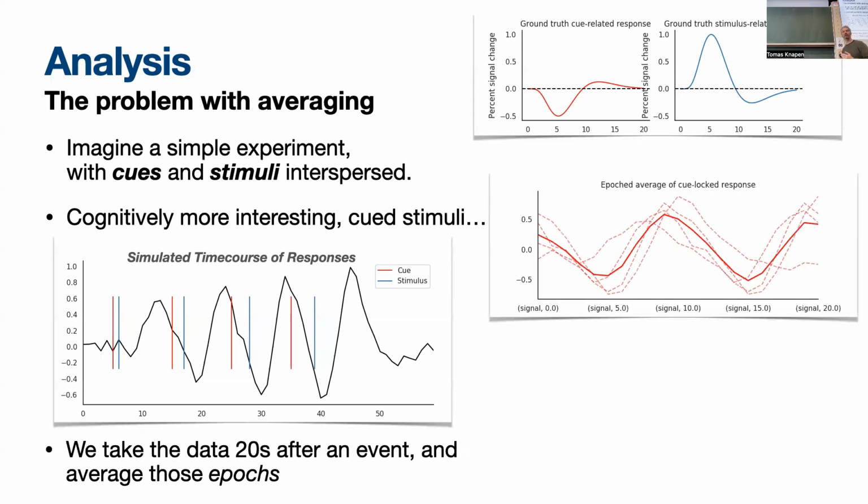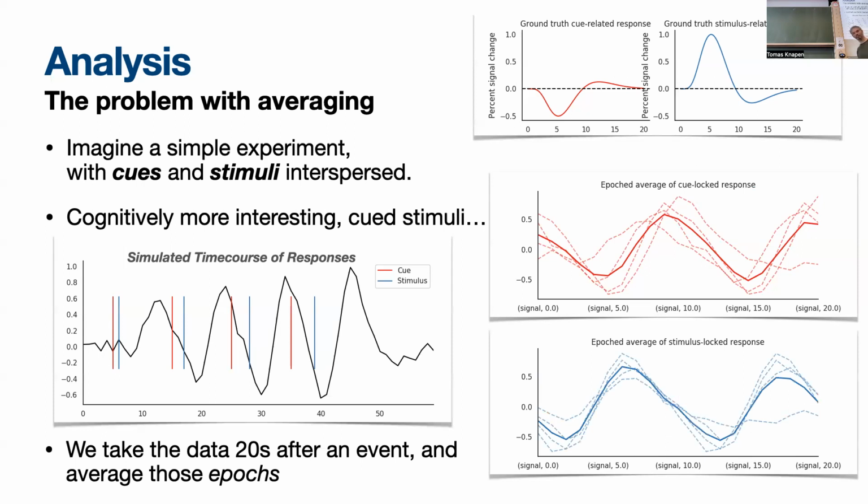So what that looks like, for example, for the cue response, the red one here, is that I just took 20 seconds after this event, 20 seconds after this event, 20 seconds after that event, and that's what you see. You get this response, where the dashed lines are each of those repetitions and the solid line is the average. I can do the same for the stimulus-locked response. The response here was a bit bigger than that one, so you get a clearer picture. But you see the problem here, right?